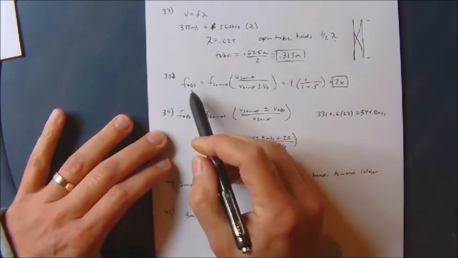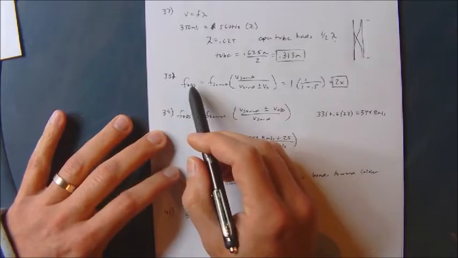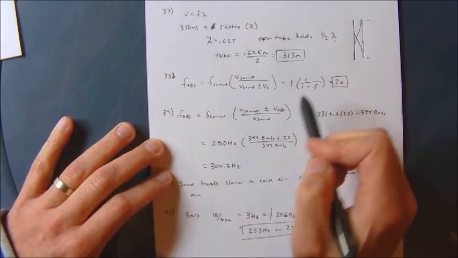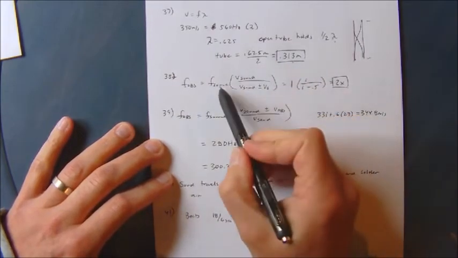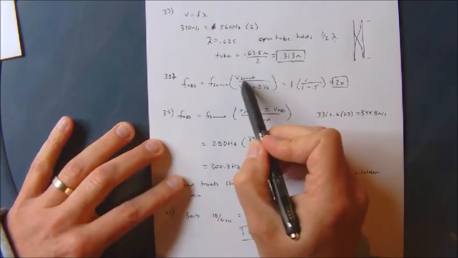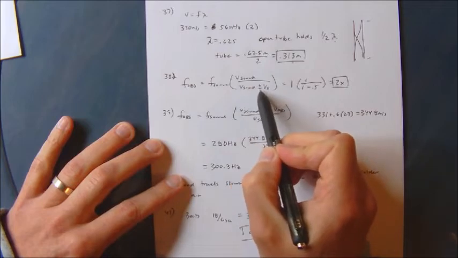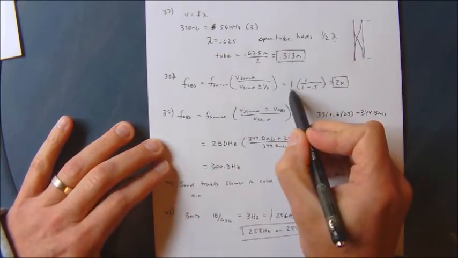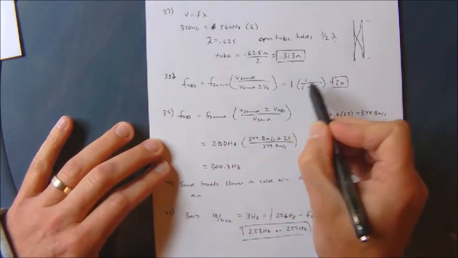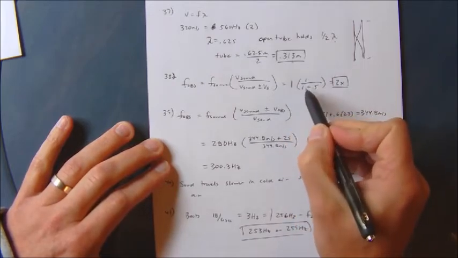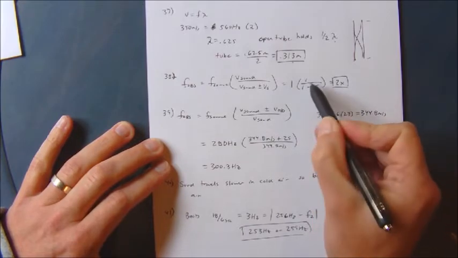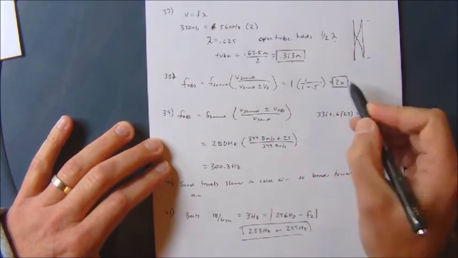38, we have another Doppler effect problem. This time a jet is traveling towards you at half the speed of sound. So I decided to work in Mach numbers, not 340. But the source is moving, so we have velocity of sound over velocity of sound plus or minus the velocity of the source. I chose a frequency of 1 because it's very easy to see what happens. 1 is equal to Mach 1 divided by Mach 1 minus 0.5 Mach. So that's 1 over a half. That ends up being 2 times.